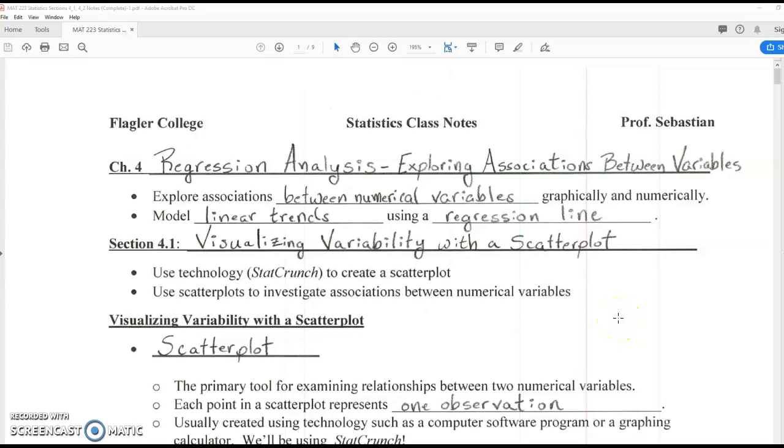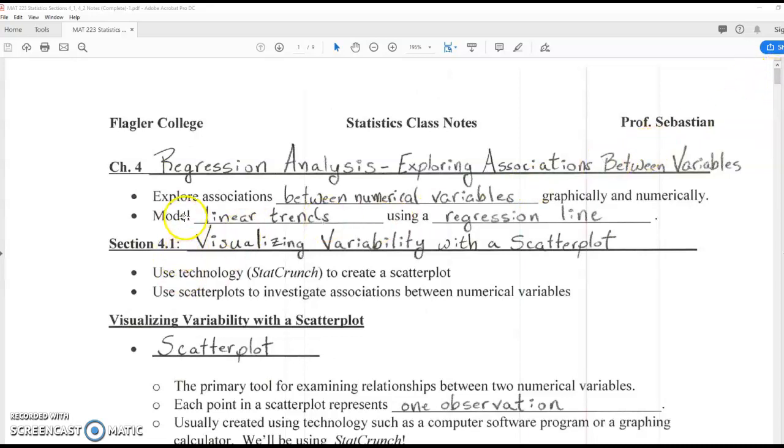We're beginning the middle third of our class, where we're going to be covering chapters 4, 5, and 6 for the second exam, and we're starting off with chapter 4. Chapter 4 is sort of a standalone chapter as far as the course goes. We're going to take a little bit of a side tour of regression analysis, which is a tool that we can explore associations between variables with.